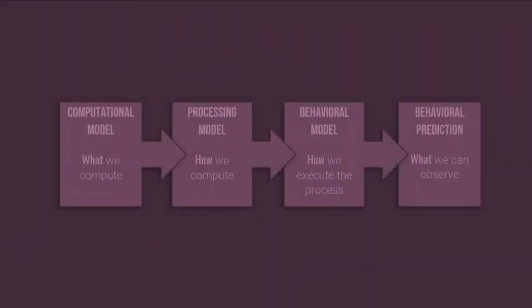We need to link our algorithmic model to behavior. We need another model. We need a behavioral model. And in this case, it's pretty simple. We just say each step in the algorithm takes time. And that will allow us to make predictions. Because if you have one step that takes more time than another, then you can predict that it will take that person longer to generate a response.